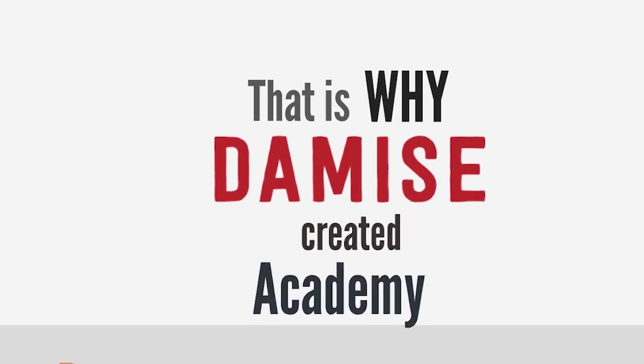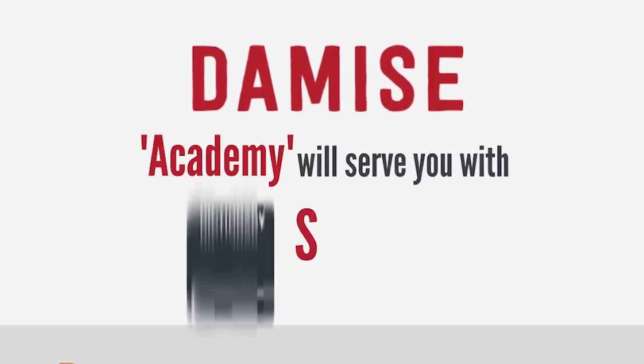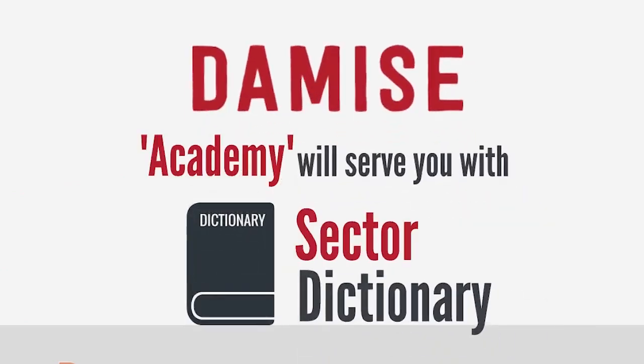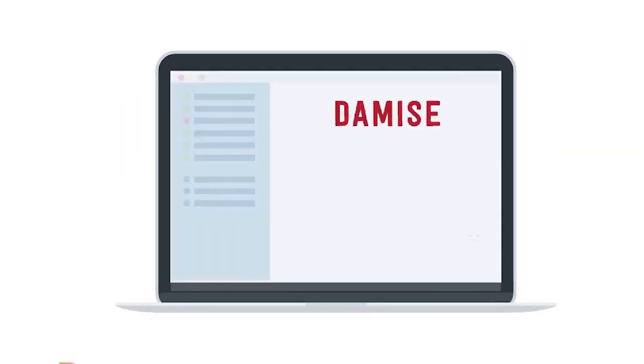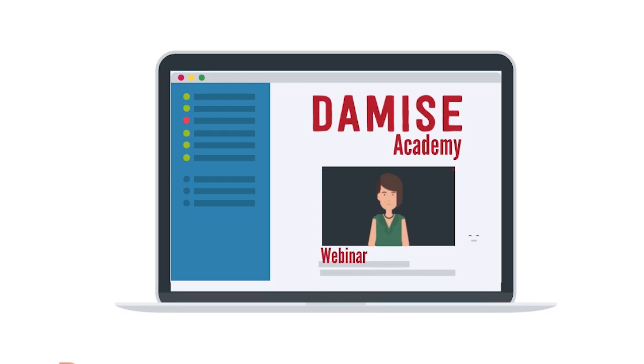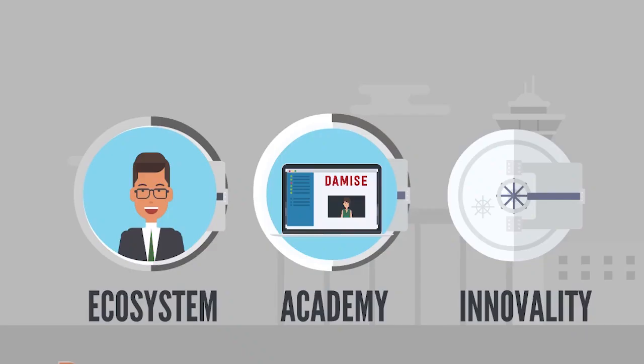The national and international industry standards and coding systems are complex and make certification needs challenging. That's why DAMISE created the Academy. Academy will serve you with a Sector Dictionary to find industry-specific words. Supplier manuals will explain how to become a supplier for each global company. Webinars will increase the learning curve and the impact of the knowledge.